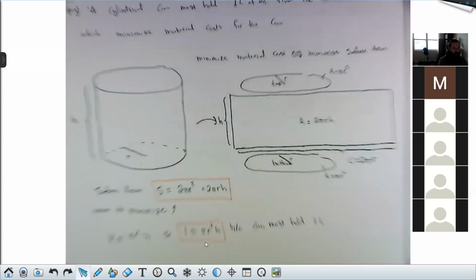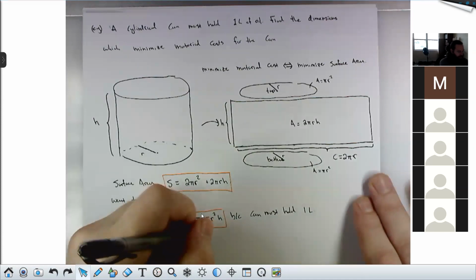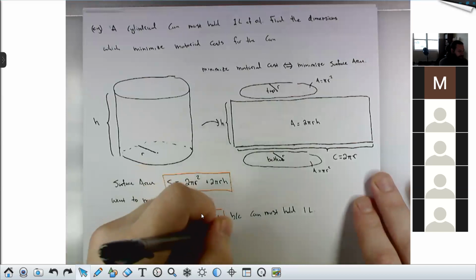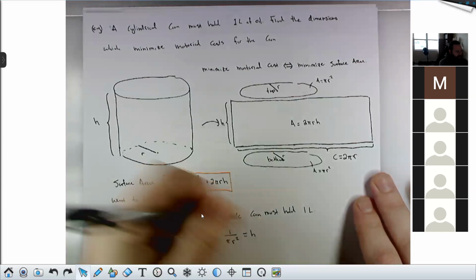Like in the last problem, the way I'm going to do this is by solving the constraint for one of these variables, plugging that in here, so I have a function of a single variable, then differentiating, setting equal to 0, finding the min or the max. Here I'm looking for a min, right? The easiest variable to solve this thing for is h. So this tells me that 1 over pi r squared is equal to h.